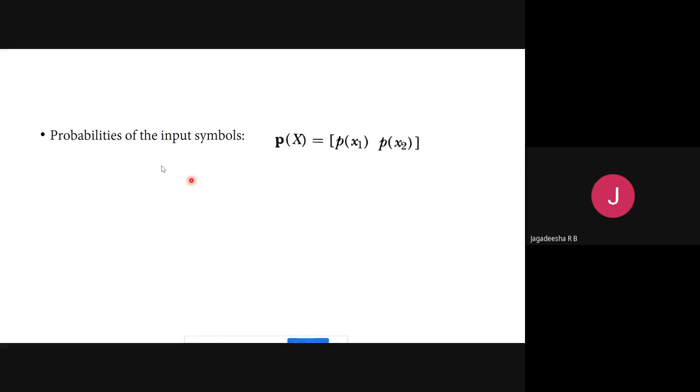Okay, now the probabilities of the input symbols. How to write the probability of input symbol? Please remember all these equations or terms. Probability of input, because x is a random variable that can represent the symbol x1 or x2. So its probability is nothing but probability of x1 and probability of x2. It's a matrix. If you have more inputs, they will come here along the row. It's a row matrix, right?